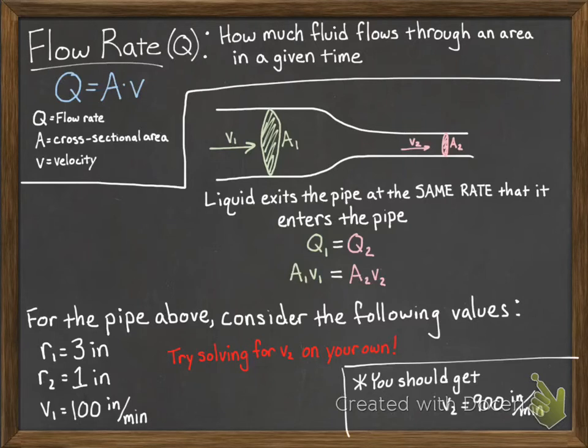You should get a velocity of 900 inches per minute. If you got it right, congratulations.